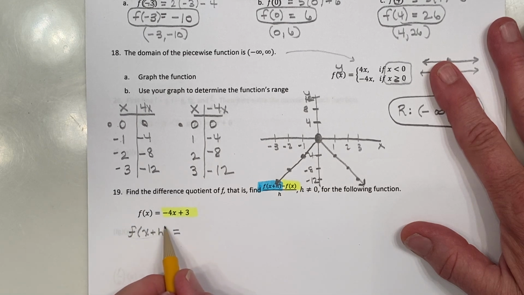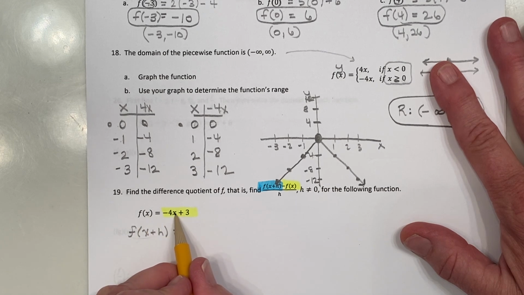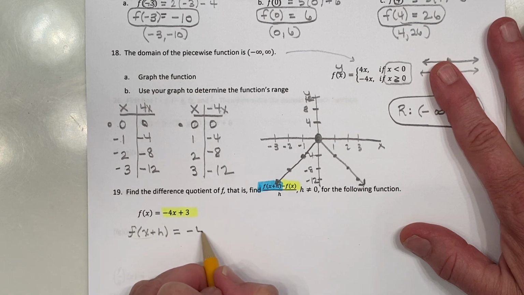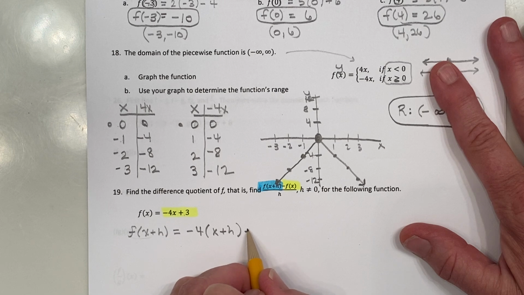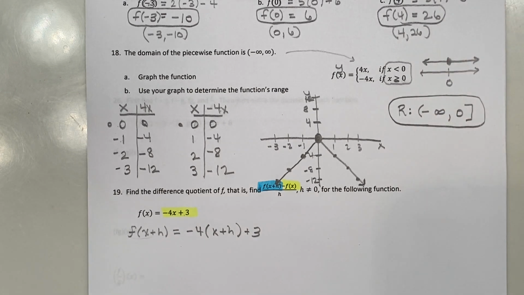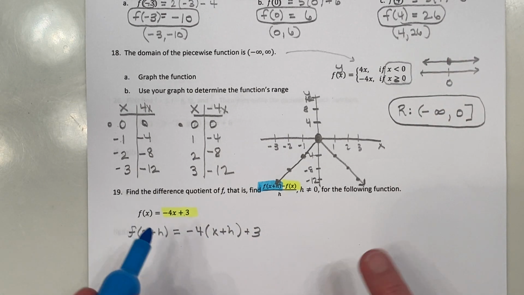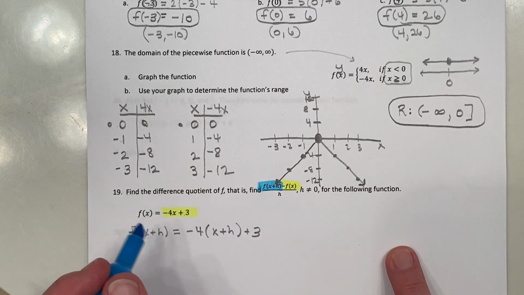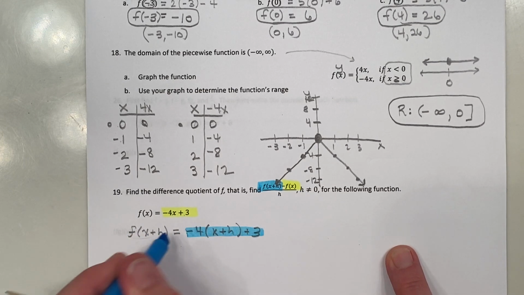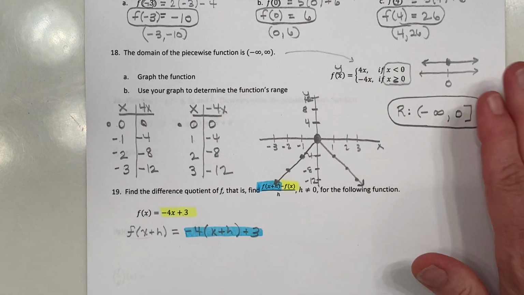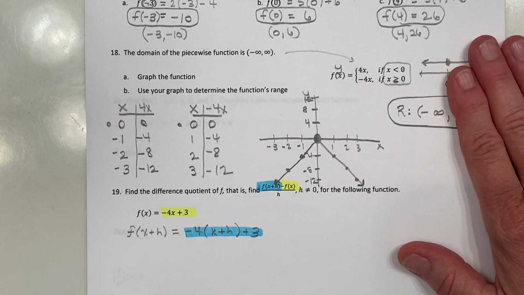So what we do is we take x plus h and we insert it for this x, substitute it in, and then over here in the equation we put x plus h. And don't forget the plus 3. So we just generated an expression for f evaluated at x plus h. Now we're ready to go to the formula.